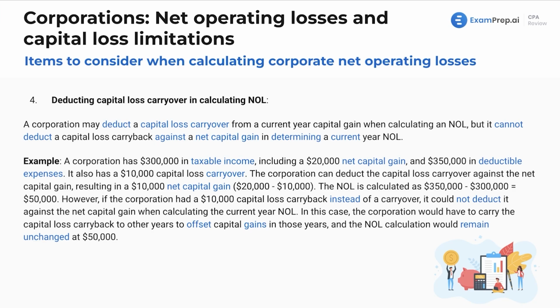Corporation has $300,000 in taxable income, including a $20,000 net capital gain and $350,000 in deductible expenses. It also has a $10,000 capital loss carryover. The corporation can deduct the capital loss carryover against the net capital gain, resulting in a $10,000 net capital gain. That comes from the $20,000 minus the 10. The NOL is calculated as the $350,000 minus the $300,000, so that gives us $50,000. However, if the corporation had a $10,000 capital loss carryback instead of carryover, it actually could not deduct it against the net capital gain when calculating the current year NOL. In this case, the corporation would have to carry the capital loss carryback to other years to offset capital gains in those years, and the NOL calculation would remain unchanged at $50,000.